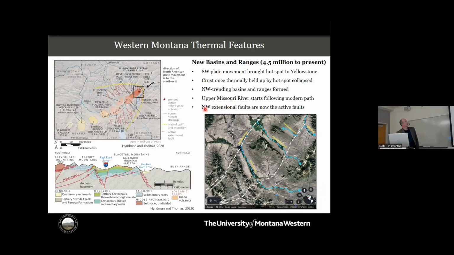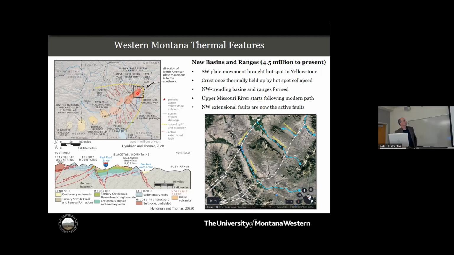All right. So here's the hot spot, and the plate is moving to the southwest over that hot spot. Remember, the hot spot's stationary. So the plate at the outbreak point down in here was back here 17 million years ago. Okay. So it's been moving this way, the plate, and the hot spot then is now emergent here at Yellowstone National Park.